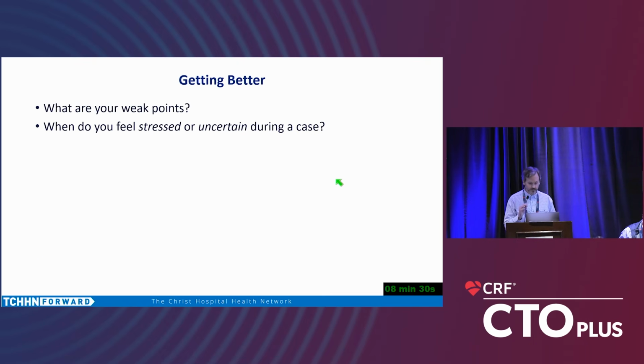So what I did, and what I implore you to do, is think really critically about what your weak points are, okay? You want to be strong. You don't want to have any chinks in your armor. When do you feel stressed during a case? When are you uncertain? Those are some good places to start.